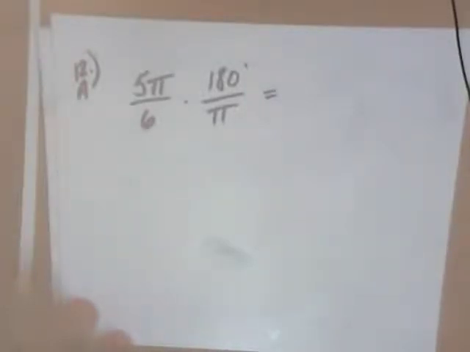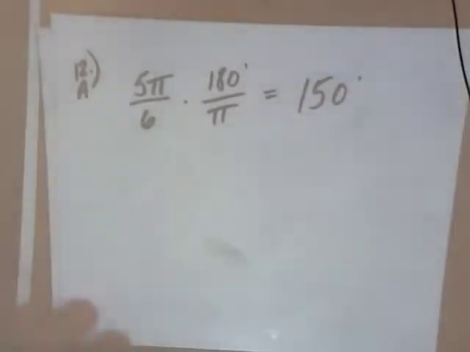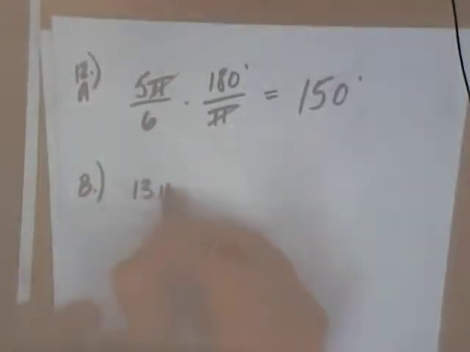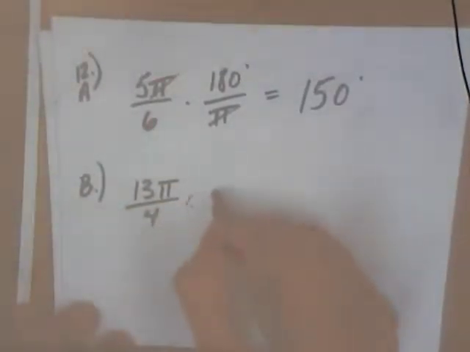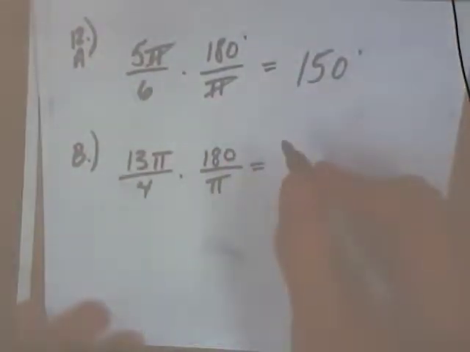So what is that? 150 degrees? Pi's cancel out. That works nice. 30 times 5, yeah. Okay. B. 13 pi over 4 times 180 over pi. So that is 585.